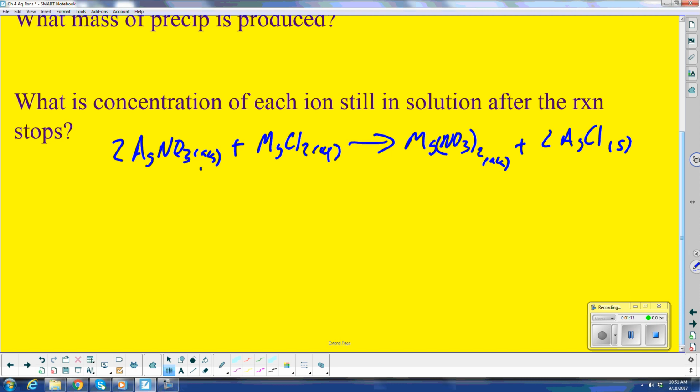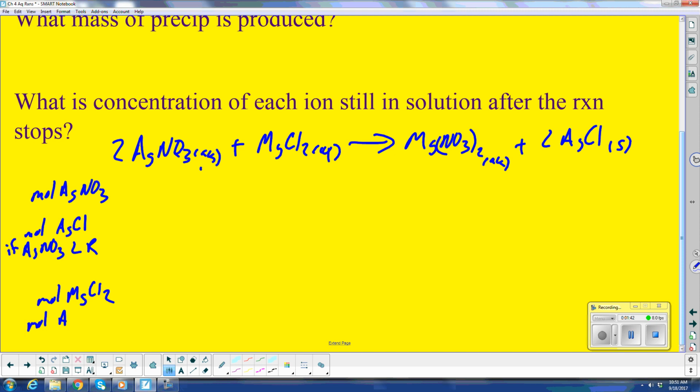So I need to figure out which of these is my limiting reagent. So here's what I'm going to do. I want to figure out my moles of silver nitrate, and then I want to figure out moles of my silver chloride, assuming my silver nitrate is my limiting reagent. And then I'm going to figure out my moles of magnesium chloride. And then I want to figure out my moles of silver chloride again, but this time I'm assuming my magnesium chloride is my limiting reagent. Cool. All right, here we go. Let's do this.